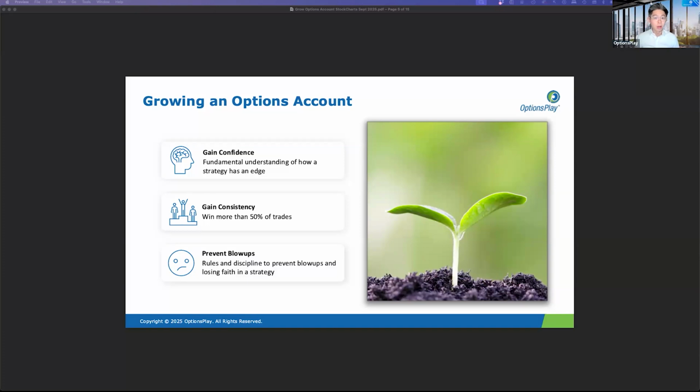And if you don't have a fundamental understanding of how that strategy works, you're not going to be able to survive through that. So first and foremost, in terms of being successful in growing your options trading account, you have to have a fundamental understanding of how a strategy has an edge. And that's what I'm going to show you here today. How do you gain an edge on the options trading side? And how do you gain an edge from a timing perspective?